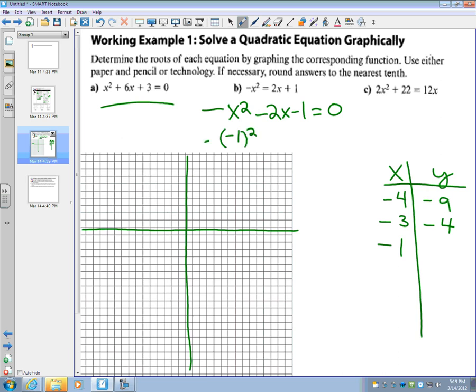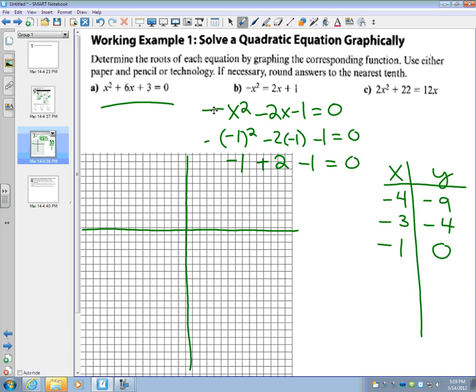There's a negative in front. Minus 2 times negative 1 minus 1 equals 0. Well, negative 1 squared is 1, and negative times that is just negative 1. And then I have minus 2 times negative 1, which is positive 2, minus 1 equals 0. Well, check this out: I have negative 1 plus 2 minus 1. That's just 0.